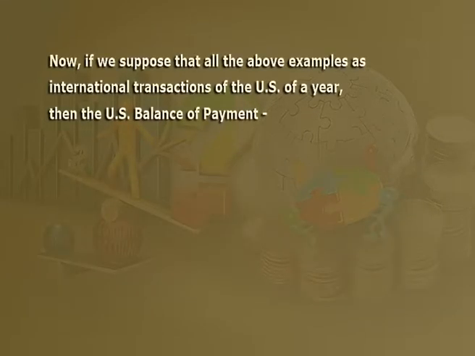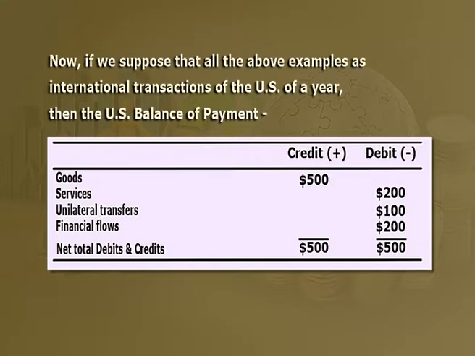Now, if we suppose that all the above examples are the international transactions of the US in a year, then the US balance of payments would show total credits equal to total debits because of double entry bookkeeping.